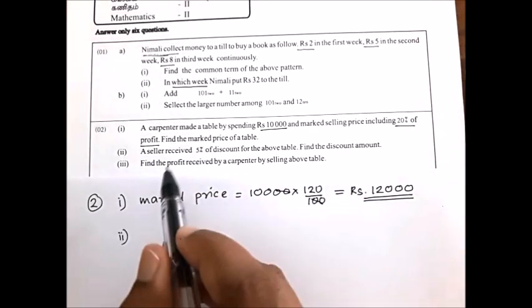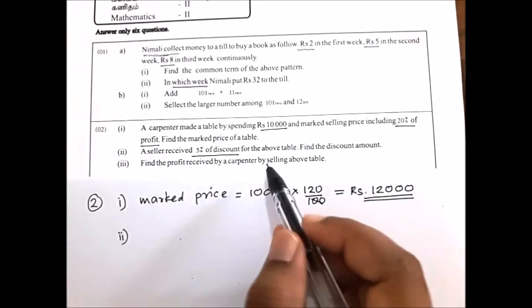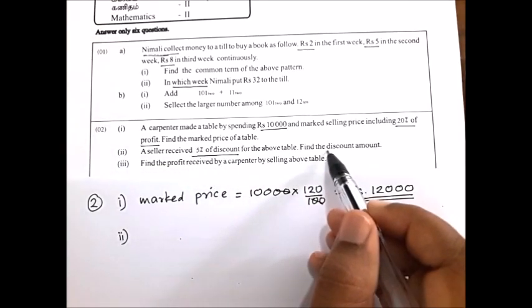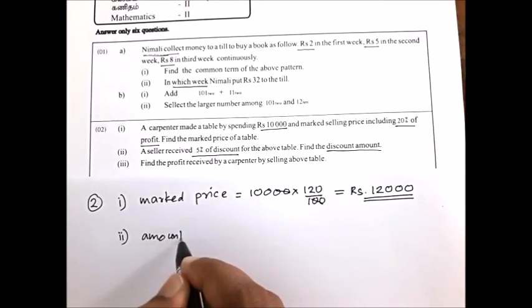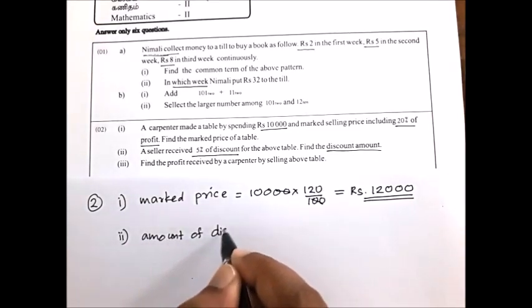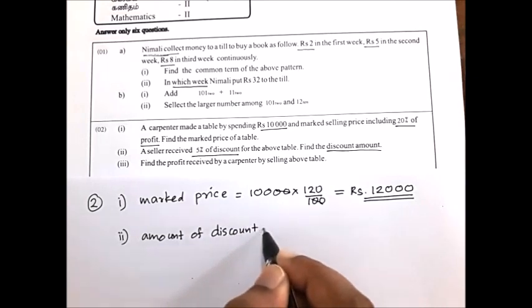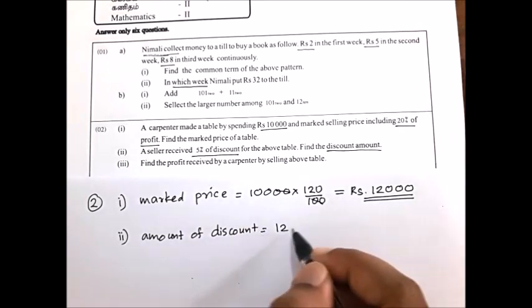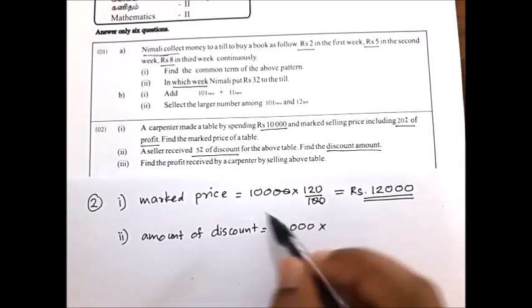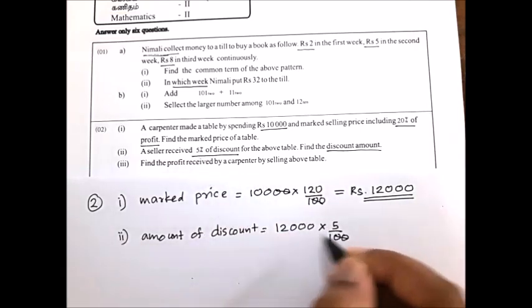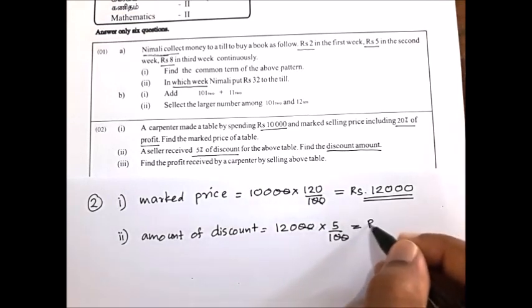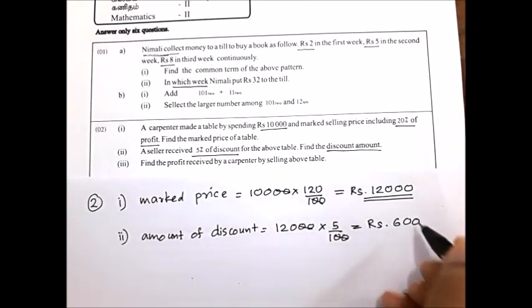Second part. A seller received 5% discount for the above table. Find the discount amount. This is the mark price 12,000 and discount is 5%. So multiply this one by 5%. Cancel 2 zeros. The answer is 600 rupees.